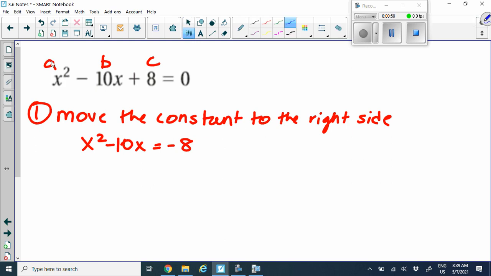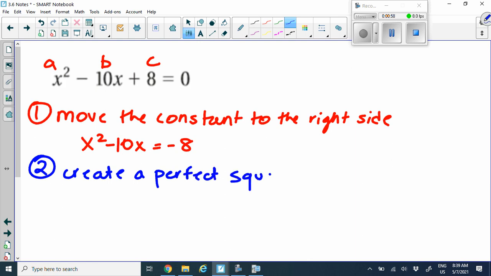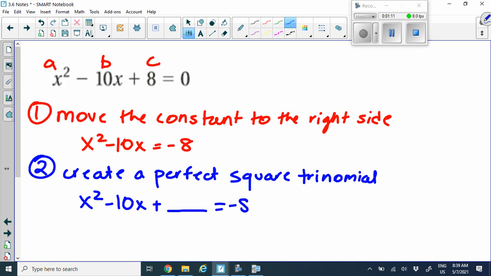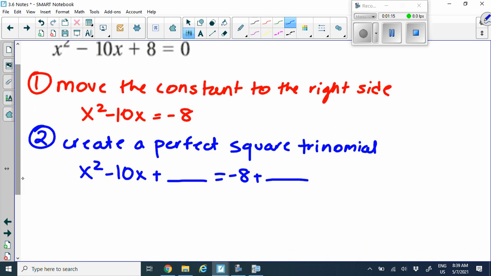Okay, next step. We need to create a perfect square trinomial. So I have my x squared minus 10x plus, we always do a plus, we are always adding, equals negative 8 plus. So in order to know what I'm going to add to both sides, I need to use the formula.